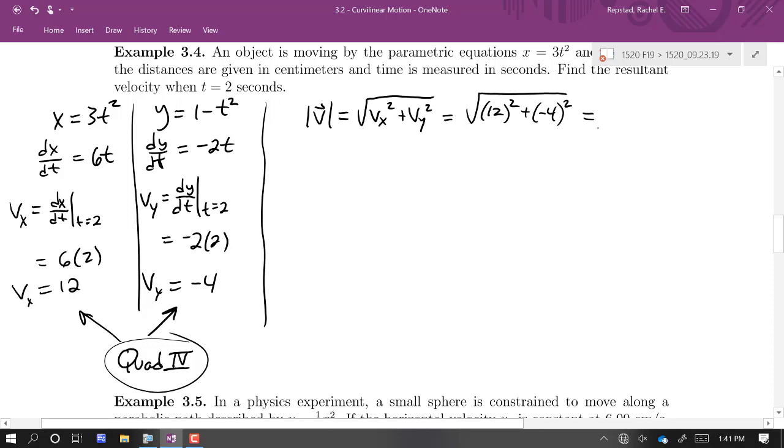That's 144 plus 16, 160. Now this is an application problem, so usually I go ahead and just get an approximation. The square root of 160 is 12.65. It's the magnitude that has units with a vector. So reading through the problem, what should our units be for this vector?